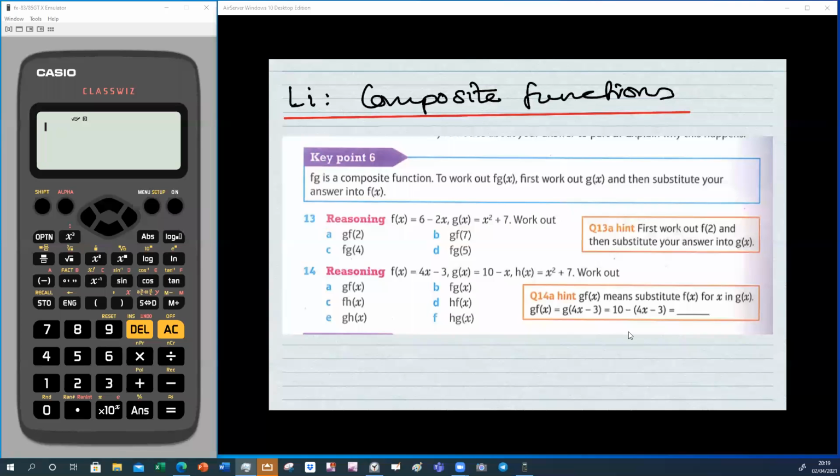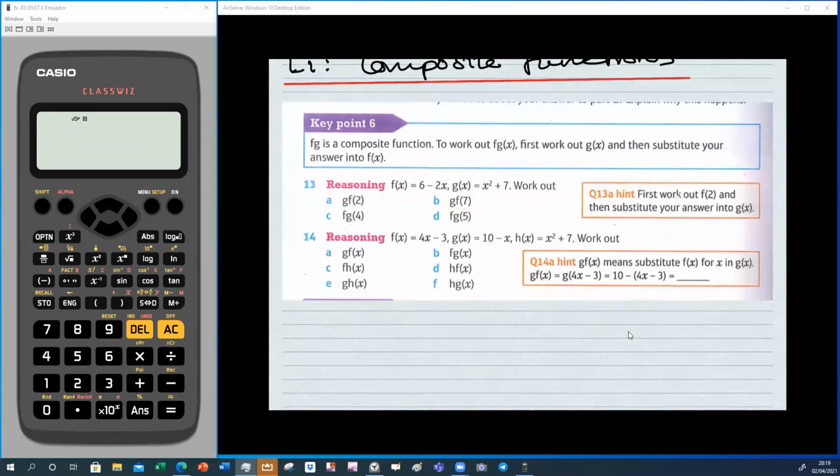Okay, so today what we're looking at is composite functions. We're looking at key point 6. So let's have Leila. Leila, join me on key point 6, please. Okay, fg is a composite function. To work out fg of x, work out g of x, and then substitute your answer into f of x.